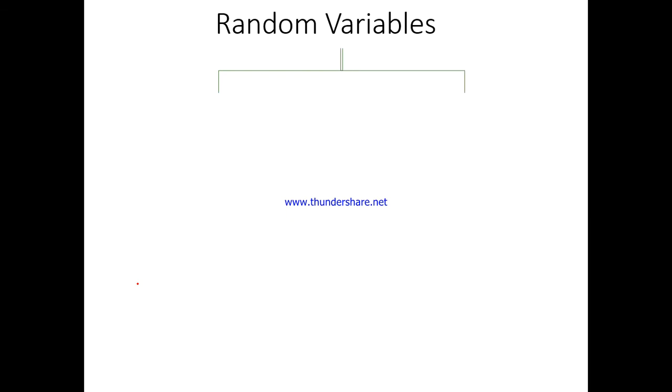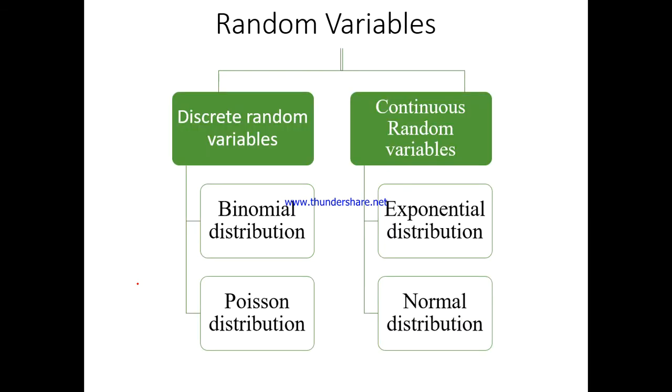We started with random variables. Now random variables, we have two types. One is discrete random variable, the other one is continuous random variable. Under discrete random variable, there is binomial distribution and Poisson's distribution. And in continuous random variable, we have exponential distribution and normal distribution.